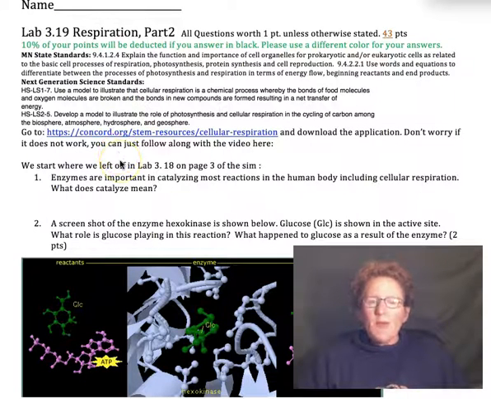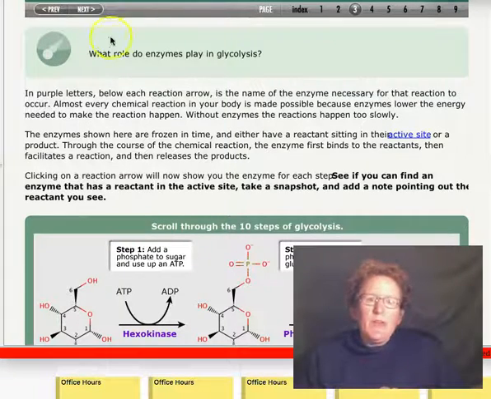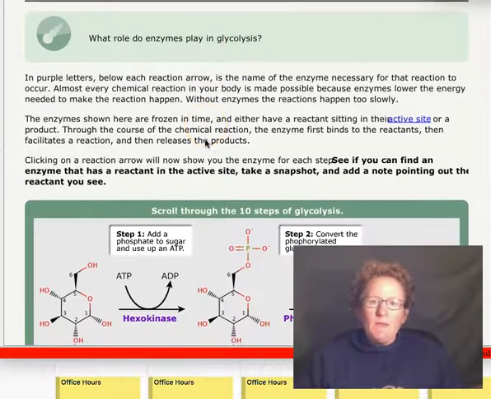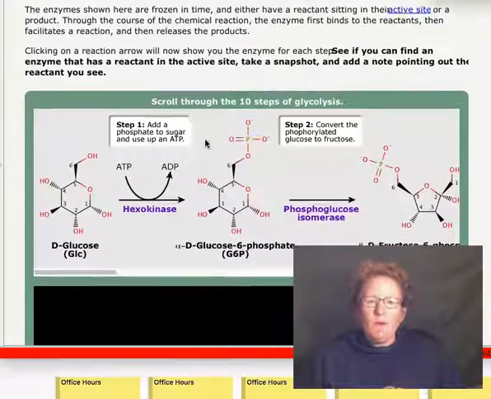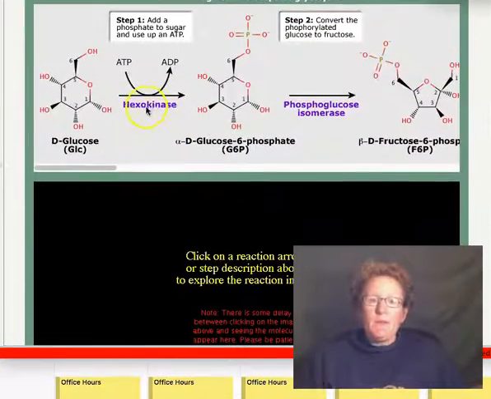We're going to start where we left off in Lab 3.18 on page 3 of the simulation, thinking about why enzymes are important and what exactly does catalyze mean. The big question here on page 3 is what role do enzymes play in glycolysis? And we can see, because we counted them before, there are 10 of them. They're right here as you go between reactions. And when you catalyze a reaction, you make it happen faster without using any energy.